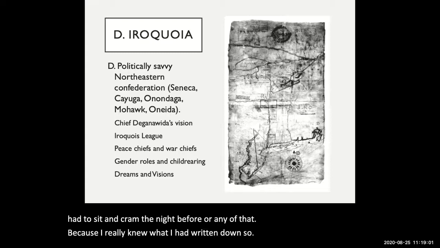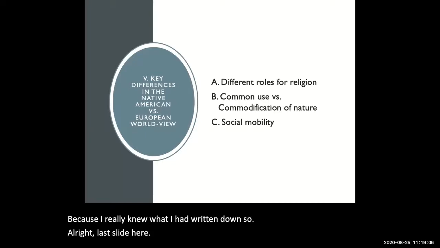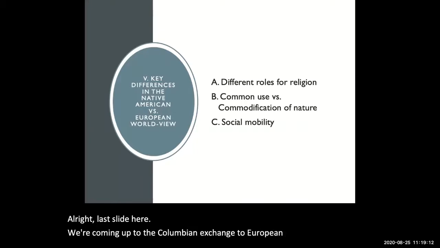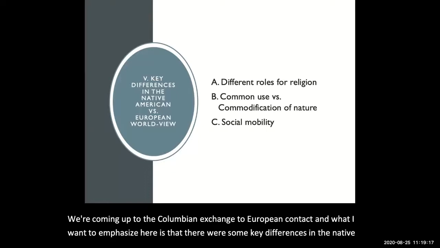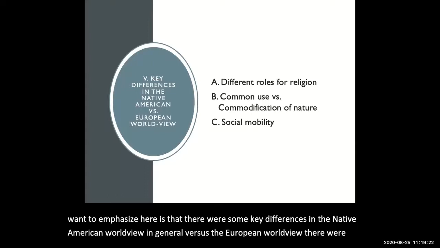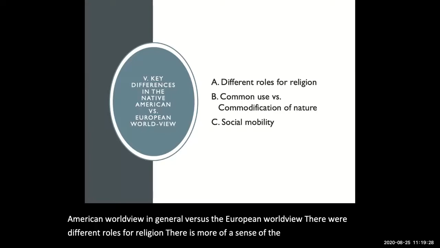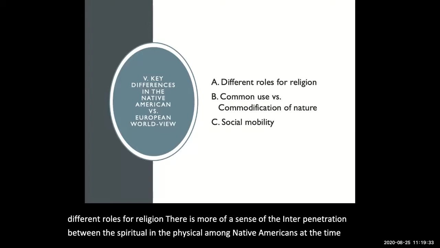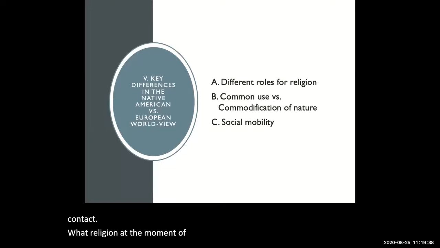We're coming up to the Columbian Exchange, to European contact. And what I want to emphasize here is that there were some key differences in the Native American worldview in general versus the European worldview. There were different roles for religion. There is more of a sense of the interpenetration between the spiritual and the physical among Native Americans at the time of contact. What religion at the moment of contact is the religion of the Europeans?